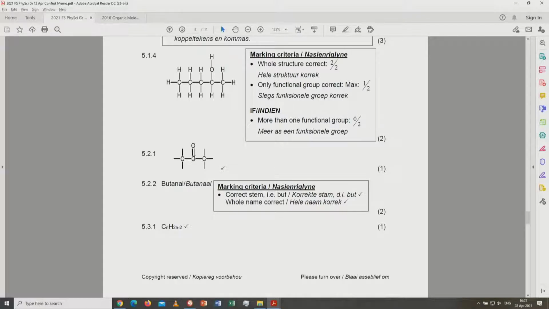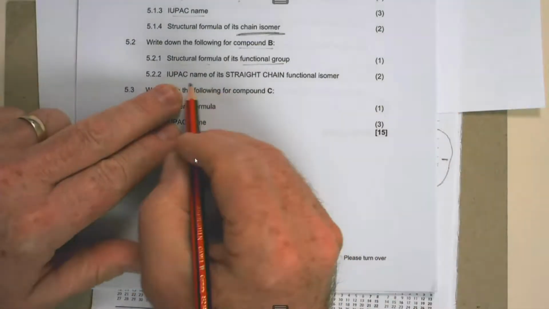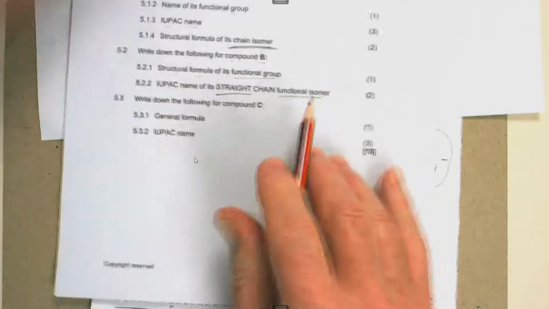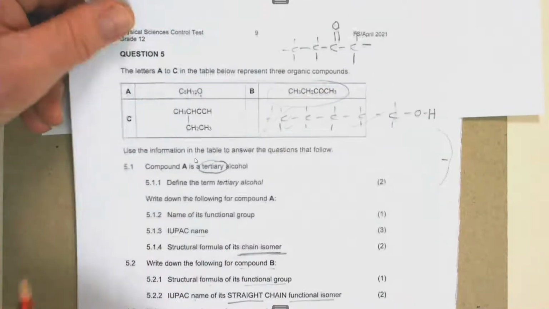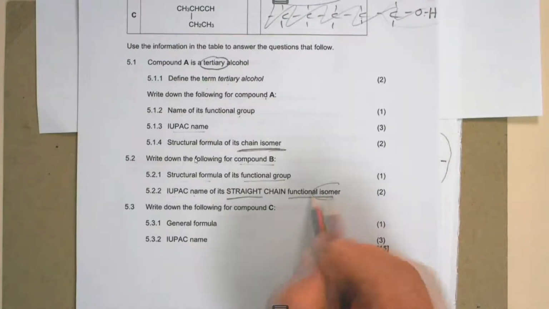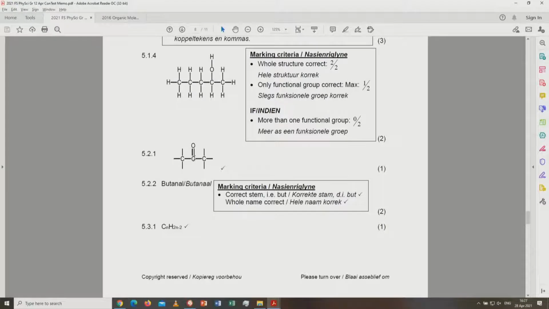And the next question is, and sorry I hurry now because we need to go through this, the IUPAC name of the straight chain functional isomer. Now this compound B has 1 oxygen, so the functional isomer, which is a straight chain isomer, must be something else with 1 oxygen, and that will be an aldehyde, which is butanal, and in Afrikaans, remember, it's pronounced butanal. Okay, let's skip. No, we are finished there.